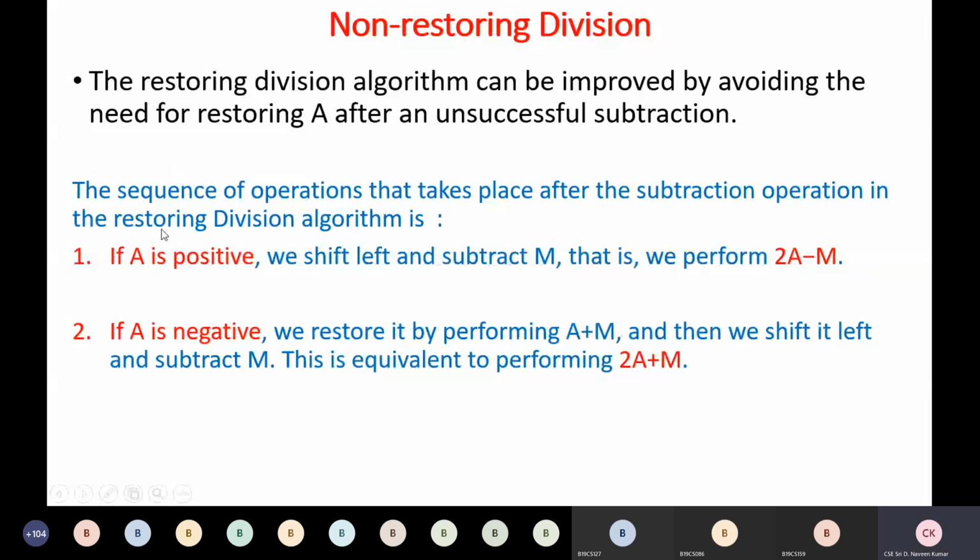So in this algorithm, if the contents of A are positive, what we do is 2A minus M. We shift to the left and subtract M. It is 2A minus M. If A is negative, we do 2A plus M.